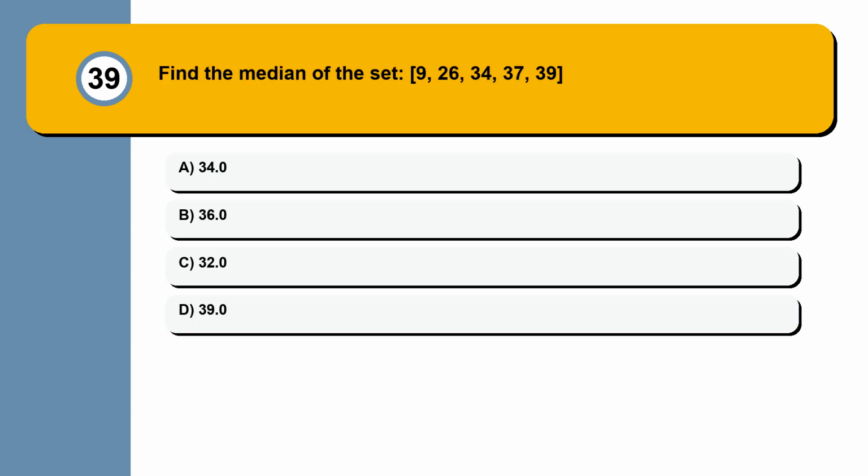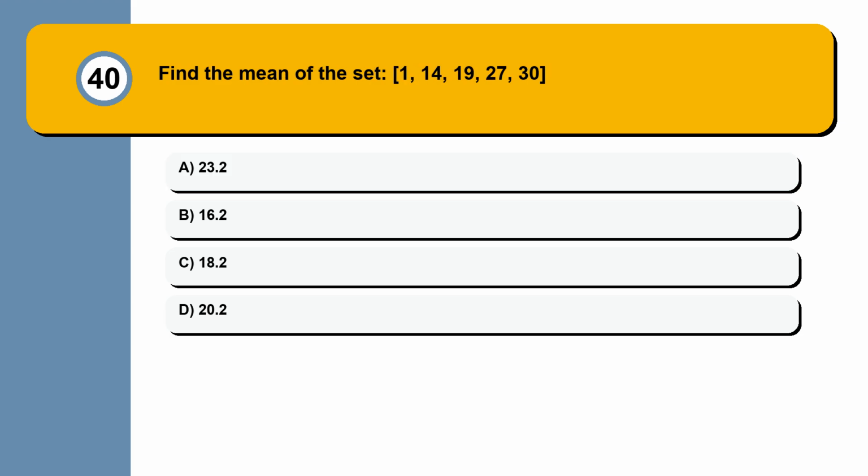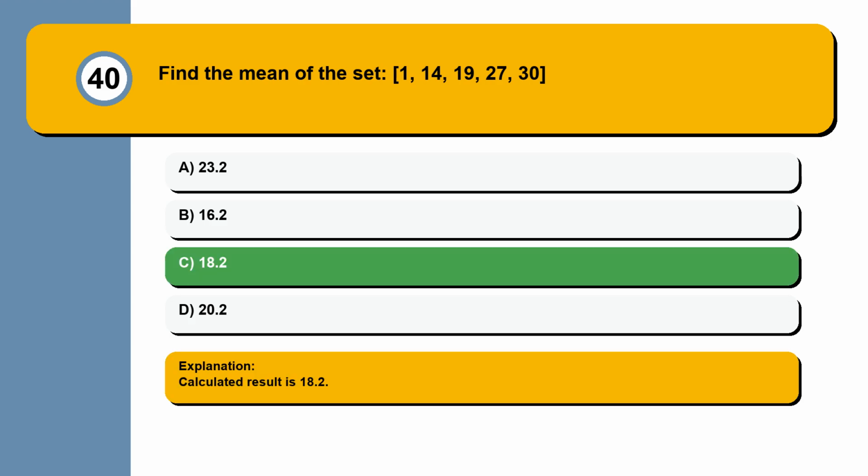Question 39. Find the median of the set 9, 26, 34, 37, 39. 34.0, 36.0, 32.0, 39.0. Calculated result is 34. Question 40. Find the mean of the set 1, 14, 19, 27, 30. 23.2, 16.2, 18.2, 20.2. Calculated result is 18.2. Question 41.